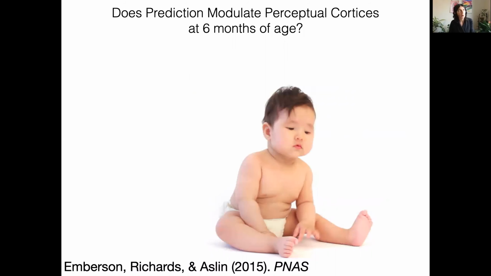So let me start with trying to answer this first question. Does prediction modulate perceptual cortices? And this is work with 6-month-olds by and large, and that's more or less true for most of the studies I'm going to present today. I'll indicate when the age has shifted.